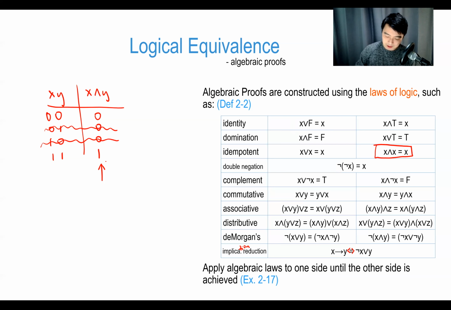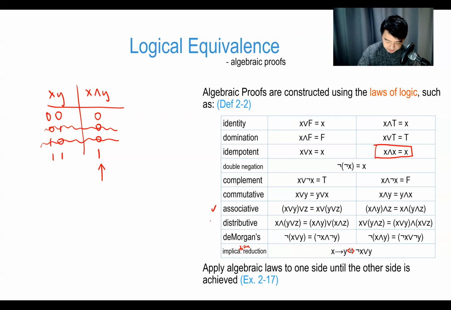We also have a complement law that says if I have x or not x, that's always equal to true. And if we have x and not x, that is always equal to false. We did an example of that before. So that's called the complement law. We have the commutative law that says if I'm using the or and the and, it doesn't matter the positioning, right? So x or y is the same as saying y or x, and the same for and as well.